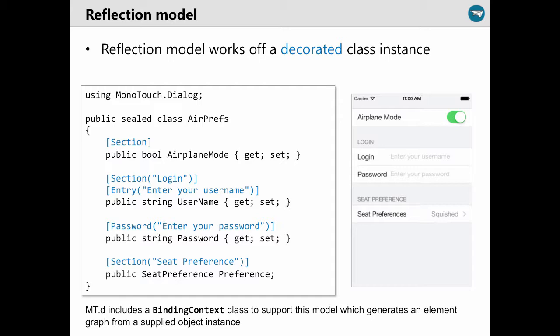And so notice the attributes decorate the elements themselves, decorate the properties, and those then create the headers and allow me to control things like the keyboard style and whether or not it's a password field or a regular text field. And then the section element simply is used to separate each one of these items. And so you can see I get a login section and a seat preference section, just as we did before. We will look at this model as well.